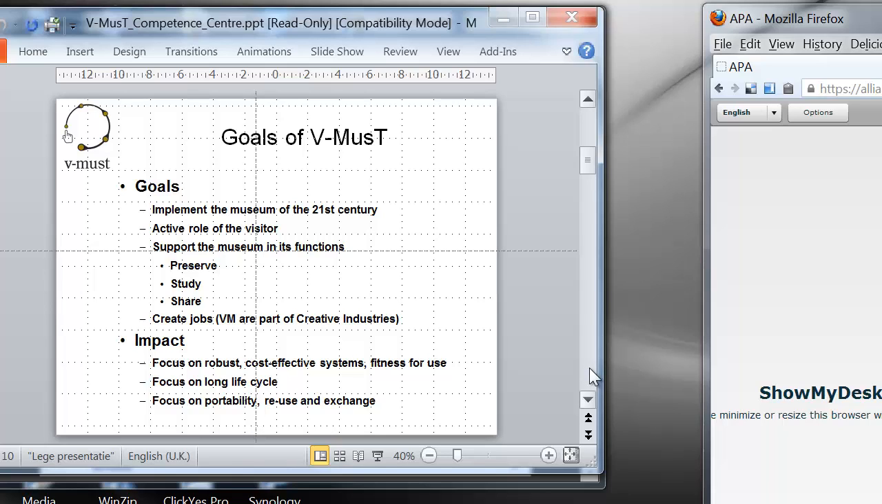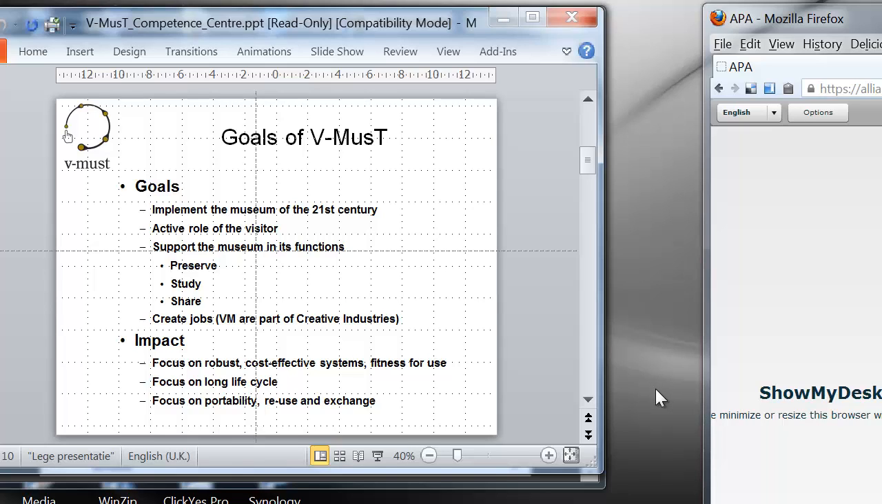So what do we try to realize as an impact? We try to make systems much more robust, much more cost-effective, much more fitting with fitness for use. And fitness for use also means that we need to reach a wider audience. Definitely we need to reach the younger audience in using technologies such as games, serious games, for example, that can appeal to them and that can catch their attention in museums.